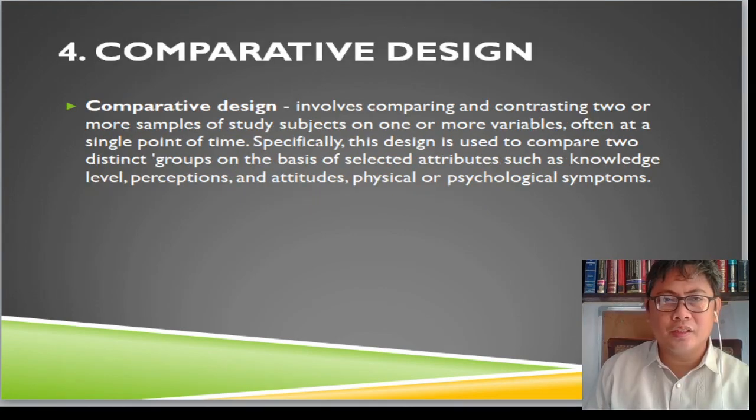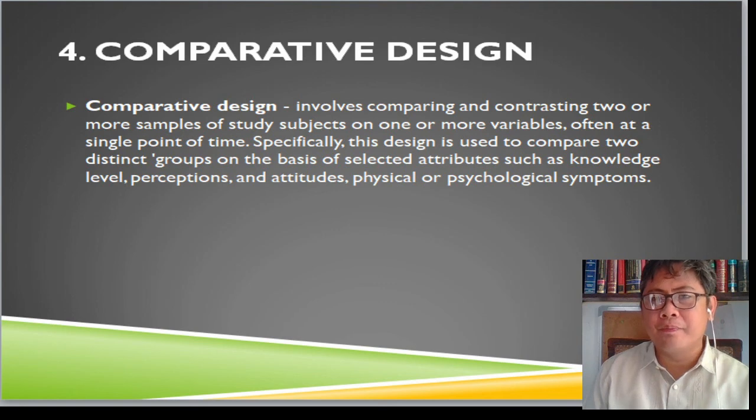So the fourth descriptive type of research study is what we call the comparative design. This involves comparing and contrasting two or more samples of study subjects on one or more variables, often at a single point of time. Specifically, this design is used to compare two distinct groups on the basis of selected attributes such as knowledge level, perceptions and attitudes, physical or psychological symptoms.